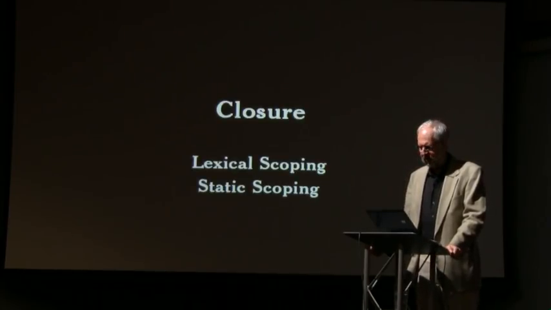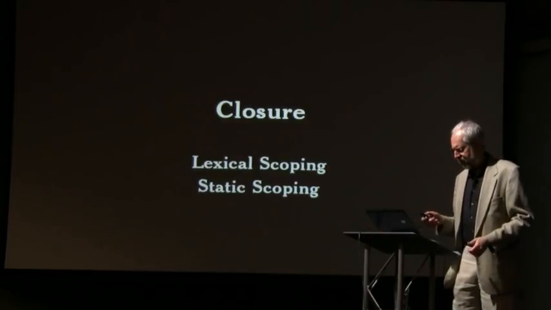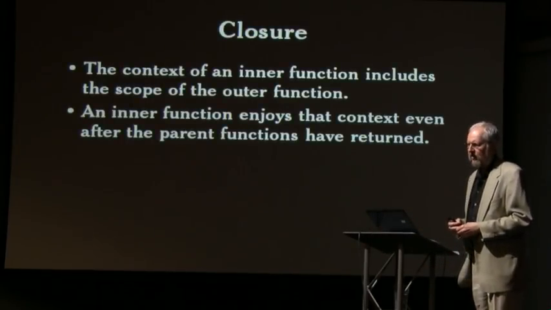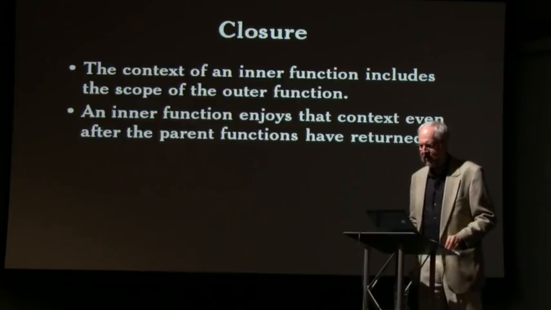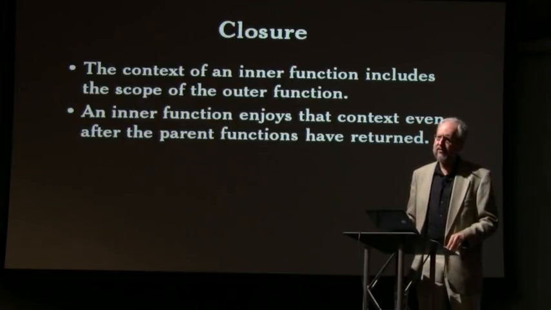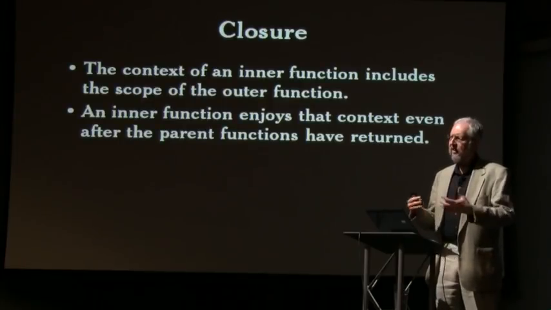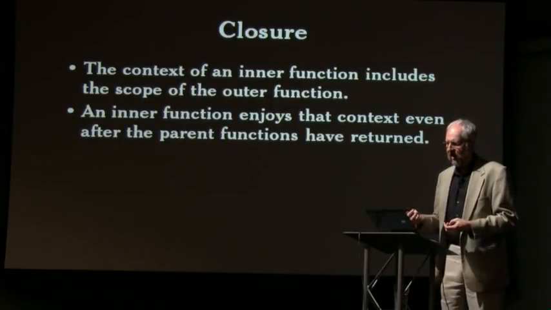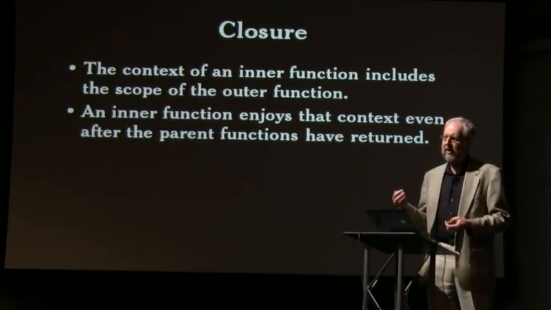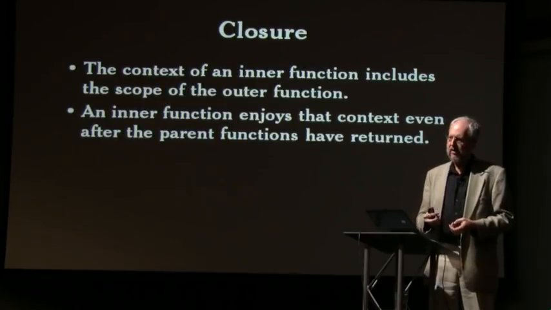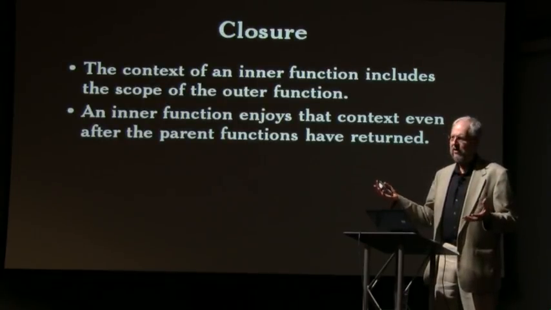It's sometimes called lexical scoping, sometimes called static scoping. It has to do with how variable names are resolved in nested functions. So the context of an inner function includes the scope of the outer functions. All of the variables that are in the outer function are available to the inner function. And this continues even after the parent function has returned. That sounds kind of weird.